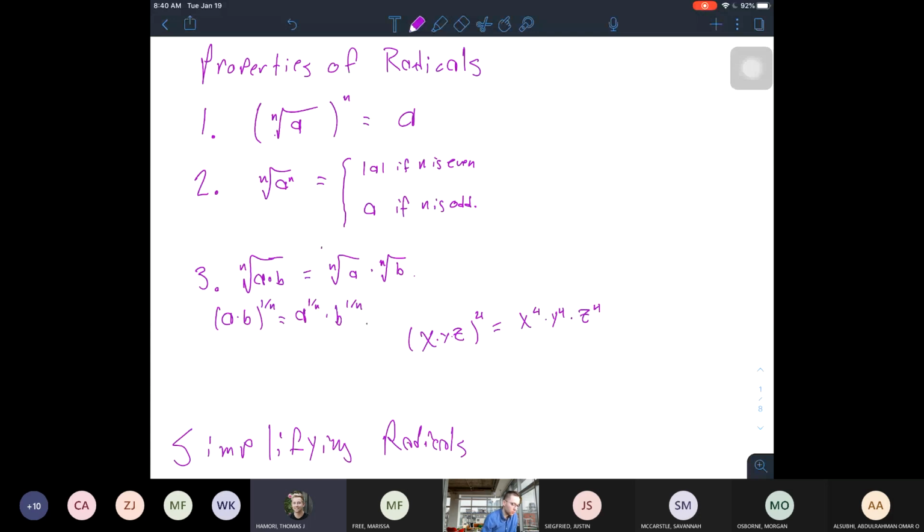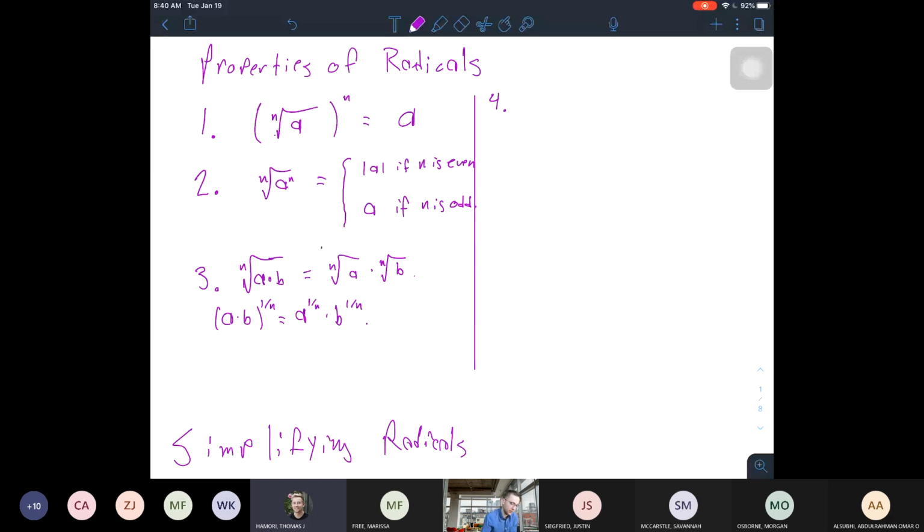Okay, so all of these radical rules are really just coming from those exponent rules that we learned a couple classes ago. We're just kind of rewriting them with these radical signs. Okay. So I'll give myself a dividing line here. And we'll talk about 4, 5, and 6.